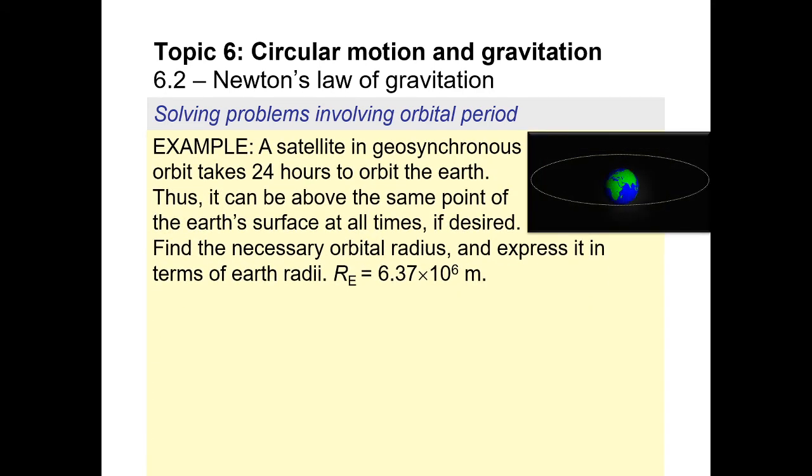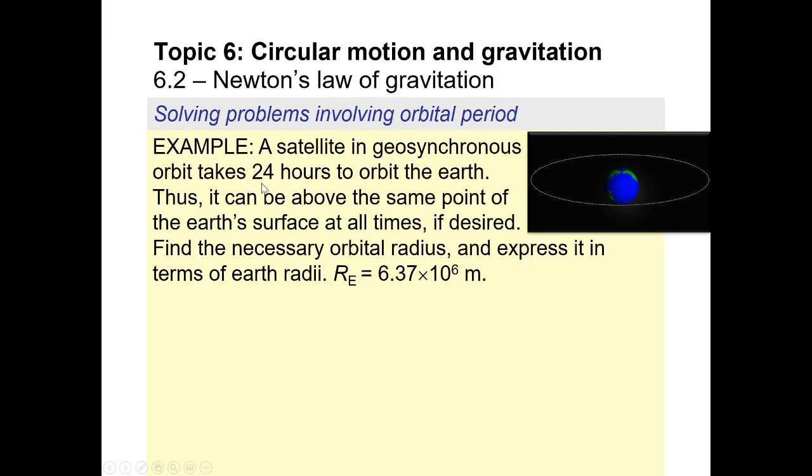All right, so let's move on. Example: a satellite in geosynchronous orbit takes 24 hours to orbit the Earth. I want to just pause for a second there. The word geosynchronous. Geosynchronous means that the satellite will have the same orbital period as the Earth has rotation period.